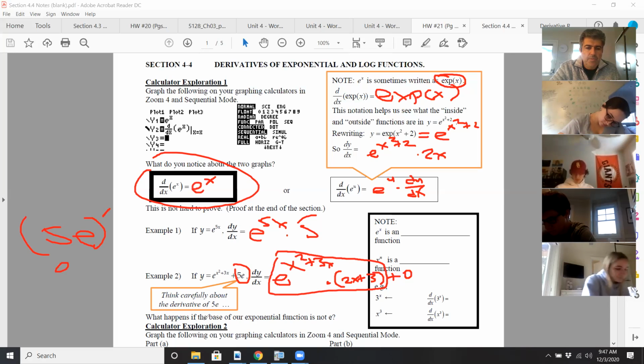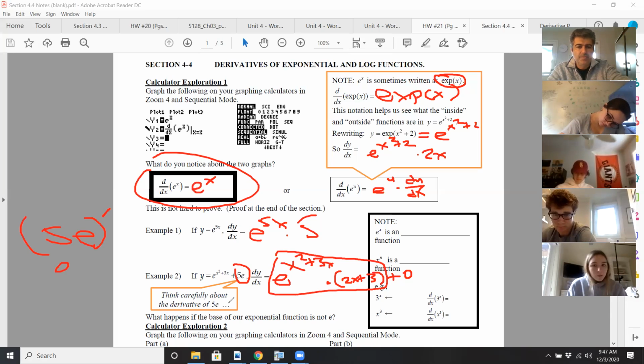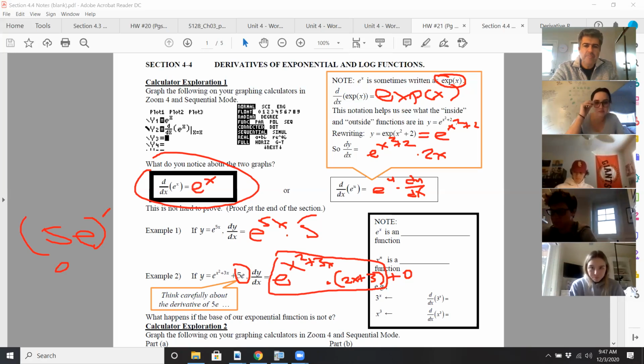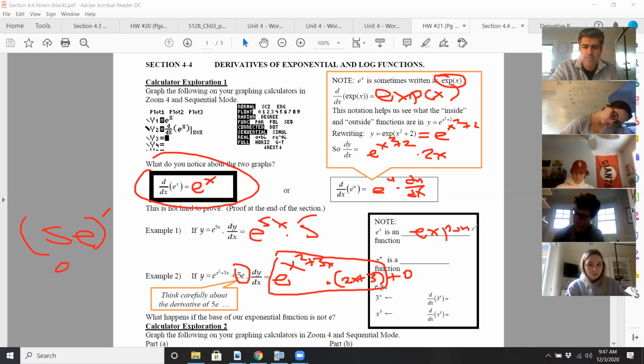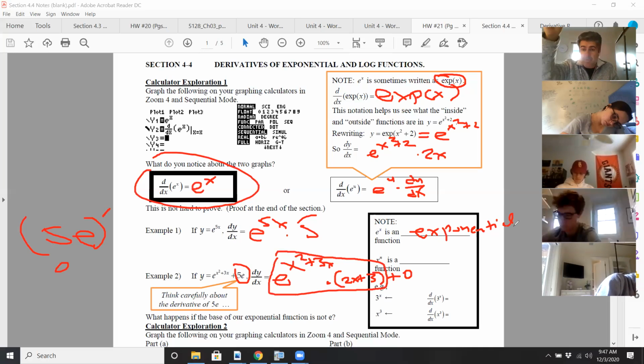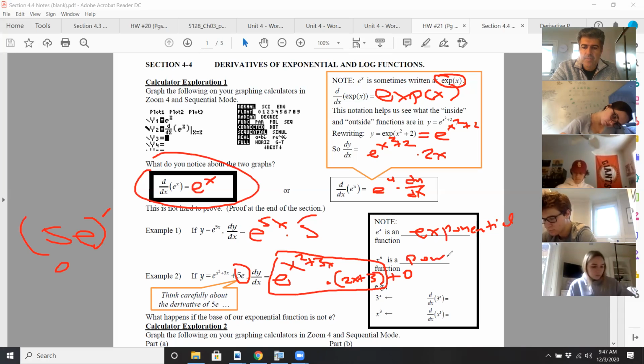Yeah, e is just a number. So don't worry about it. Now remember, e to the x is an exponential function because your input's an exponent, right? x to the n is a power function. Keep that in mind as well.